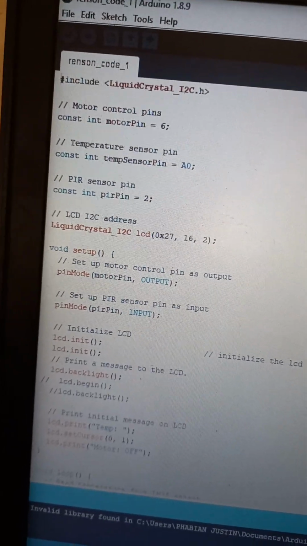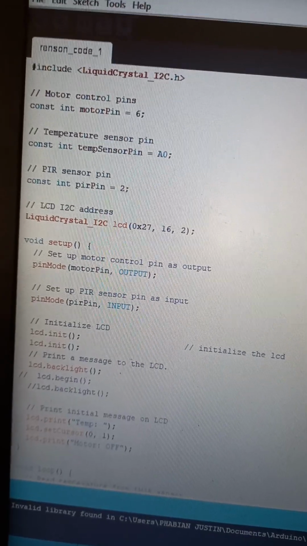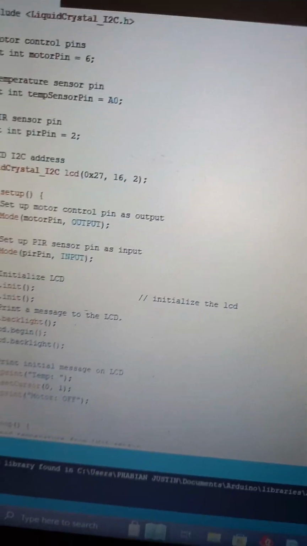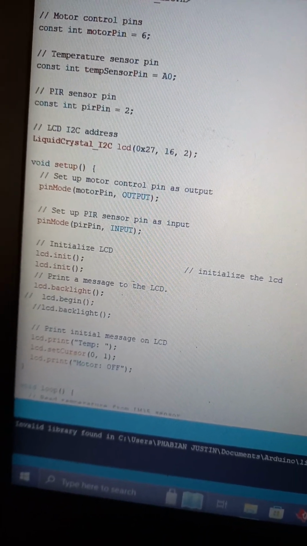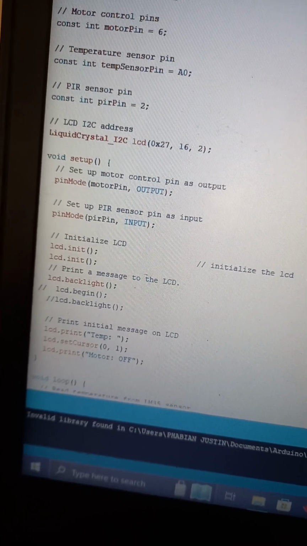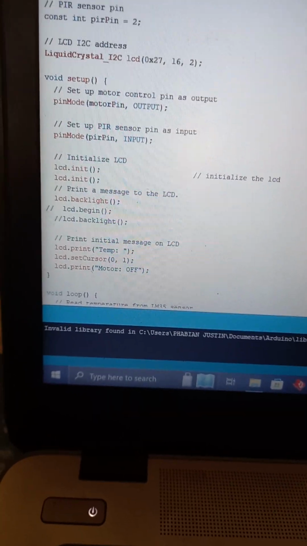Then in the void setup, we have set up the motor control pin as output. Then set up the passive infrared sensor pin as input. Then we have to initiate the LCD. This is the function for initiating the LCD.